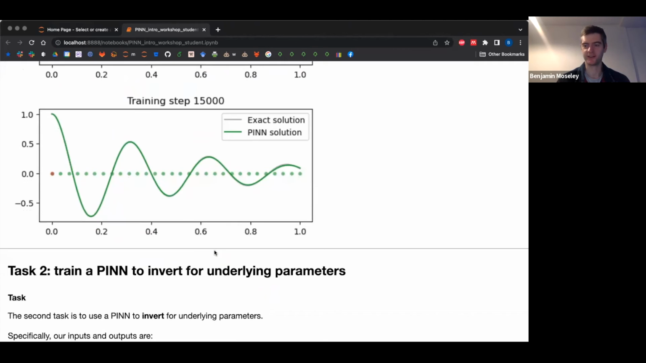Okay, so any questions on this? I think we have time to get to the next task, so I'm very keen to show you how to use it for inversion too. I'll just pause for any questions.